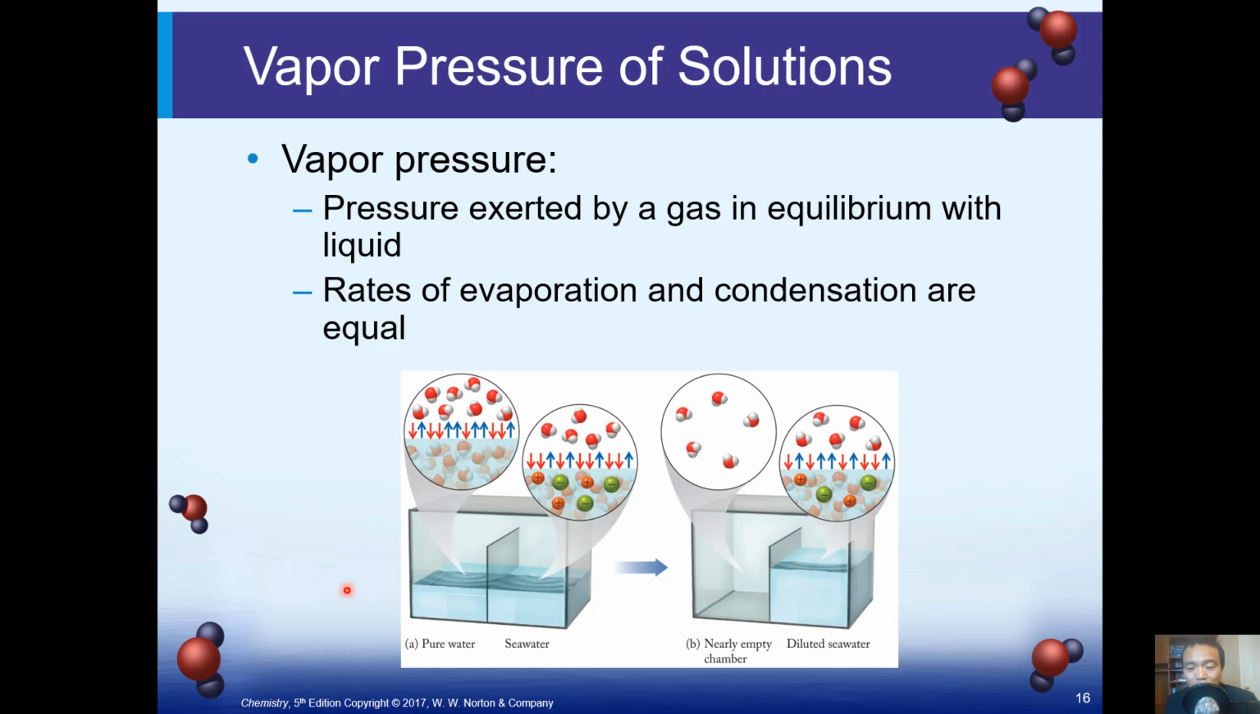Let's emphasize it one more time. When you look at the left side, which shows pure water, the vapor pressure at equilibrium is actually bigger than that of the seawater, because in seawater you have sodium chloride and some other salts dissolved, which decreases the amount of vapor that can be generated when it reaches equilibrium. As we just analyzed, the presence of the non-volatile solute will reduce the vapor pressure of the solution.